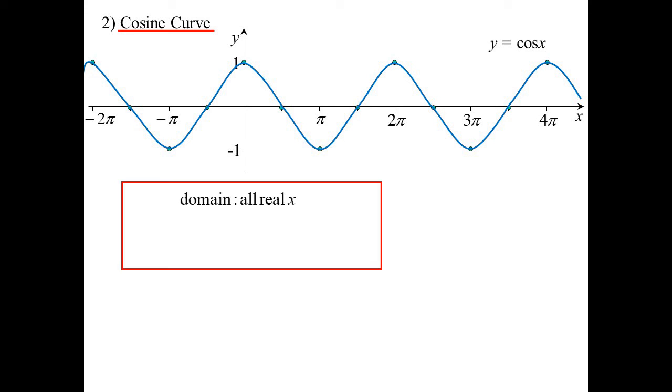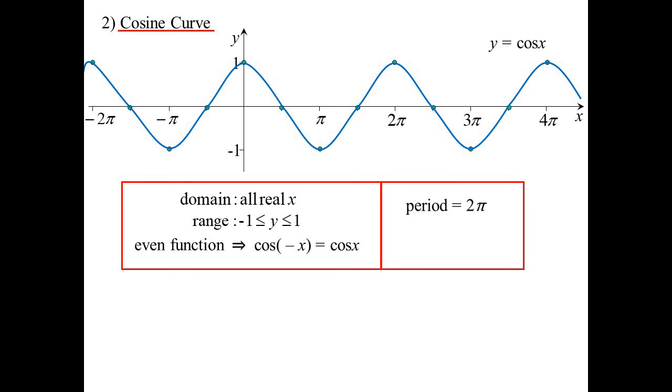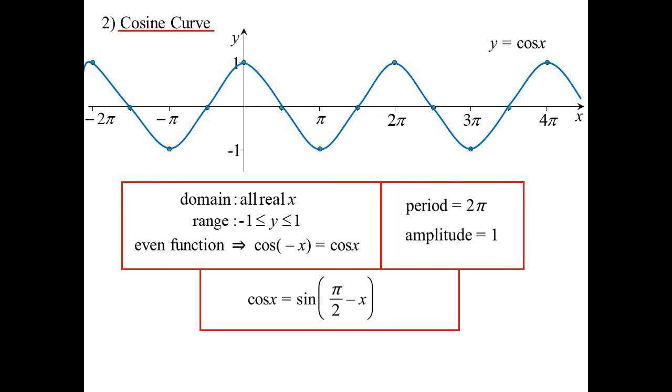Domain though for the actual curve is all real x. Range is also -1 to 1. Makes sense because the sine curve and the cosine curve are the same curve. It's just a horizontal shift. But this one becomes an even function because we have that reflectional symmetry, which means we could use the cosine of negative x is equal to the cosine of x. Period is also 2 pi. Again, same curve, got to have the same period. And the amplitude is also 1. They are complementary ratios, so that's what I was saying. It's actually a shift. The cosine curve is the sine curve reflected in the y-axis and then shifted right pi on 2. So they are the same curve.